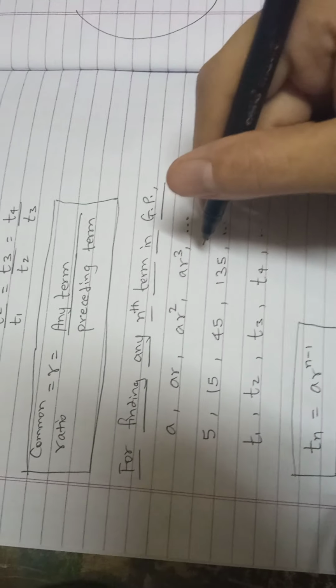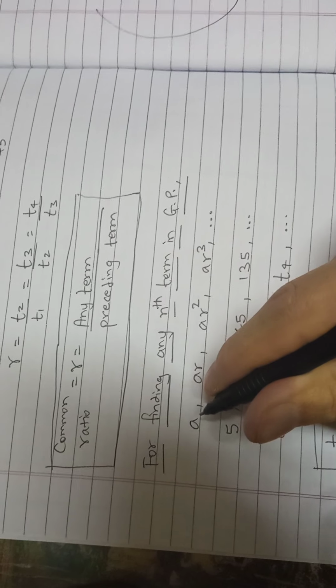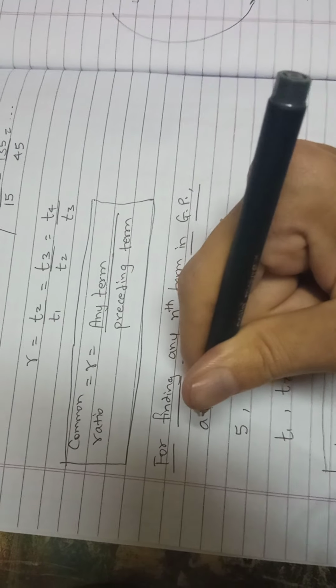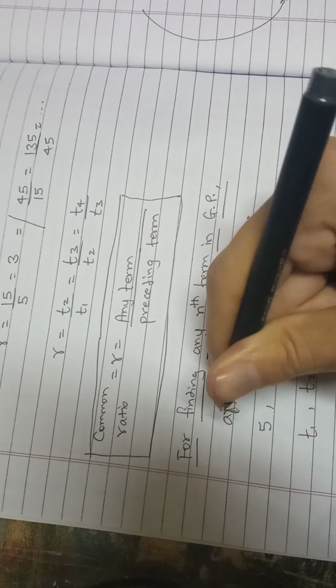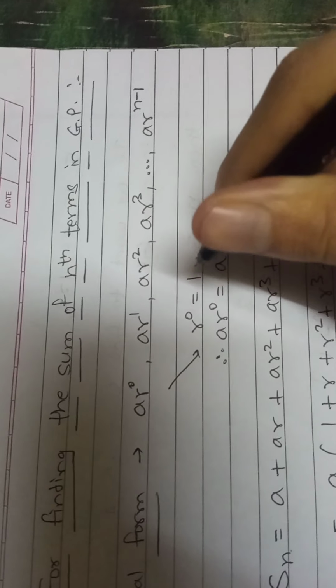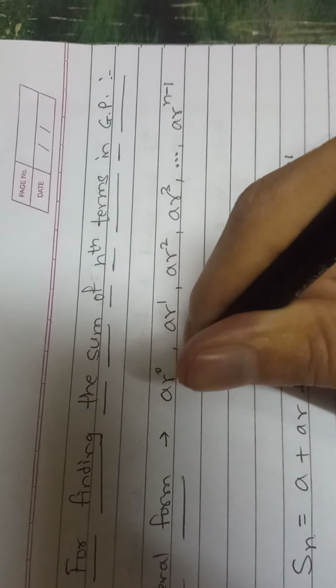Here we take n minus 1 because it starts from a. Here there is no r. Here there is r, but its power is 0. It is r raised to 0. r raised to 0 is equal to 1. Anything raised to 0 is equal to 1. Therefore a times r raised to 0 is equal to a. Hence ar to the power 1, as this formula comes.